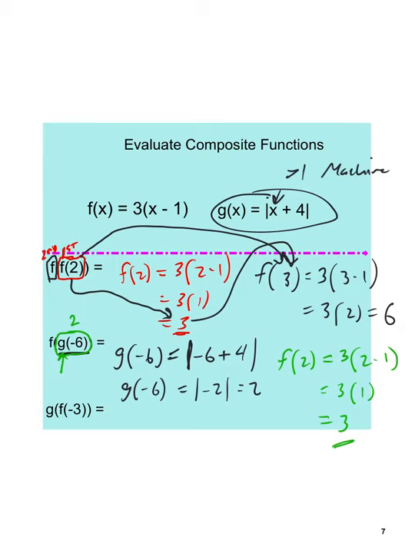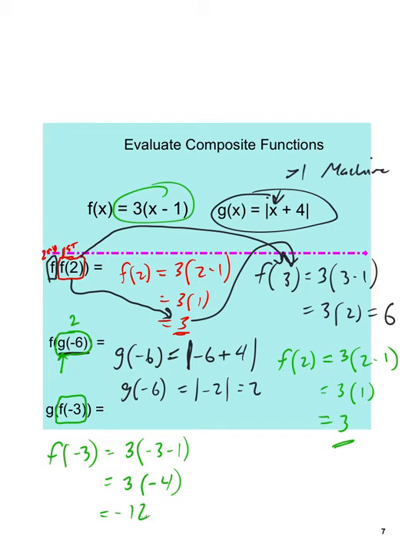Okay, now the last one here, again, we're going to run f of -3 first so we can figure out what's going to go in to the g input. Okay, so f of -3, again, we're using the f machine now, so that's 3 times (-3 minus 1). So that's 3 times a negative 4, which is a negative 12. Okay, so that means that this in here is a negative 12.